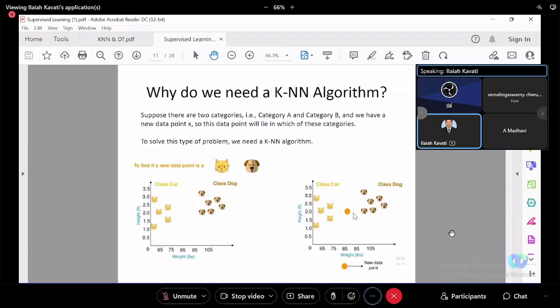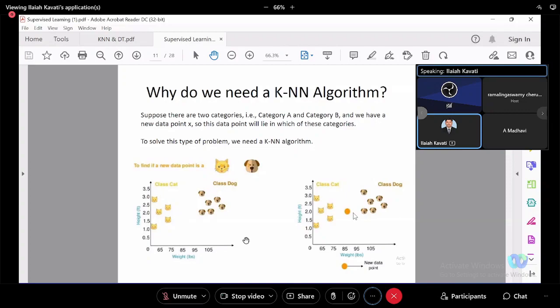And if we have a new data point X, this data point will lie in which of these categories, right? We have already categorized the given data into some categories, Category A and B. Now, if a new data point occurs, to which category does it belong? To solve this type of problem, we'll use the KNN algorithm.